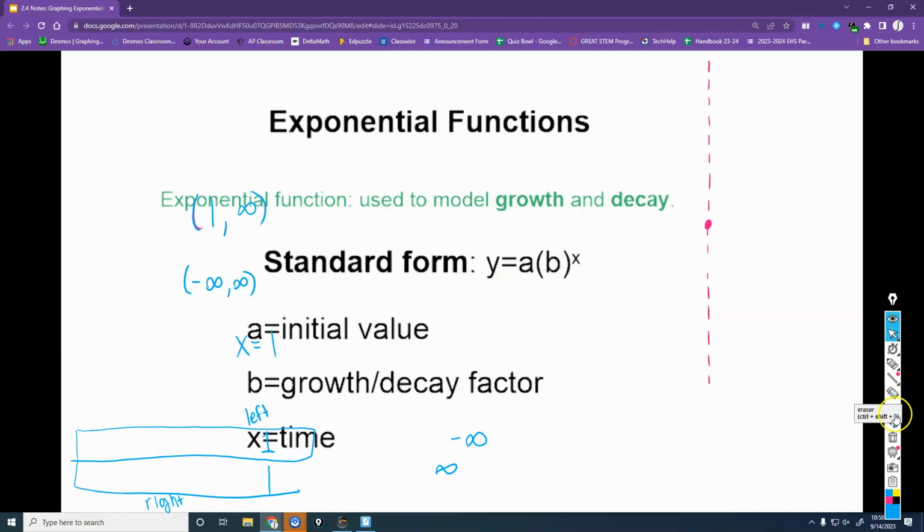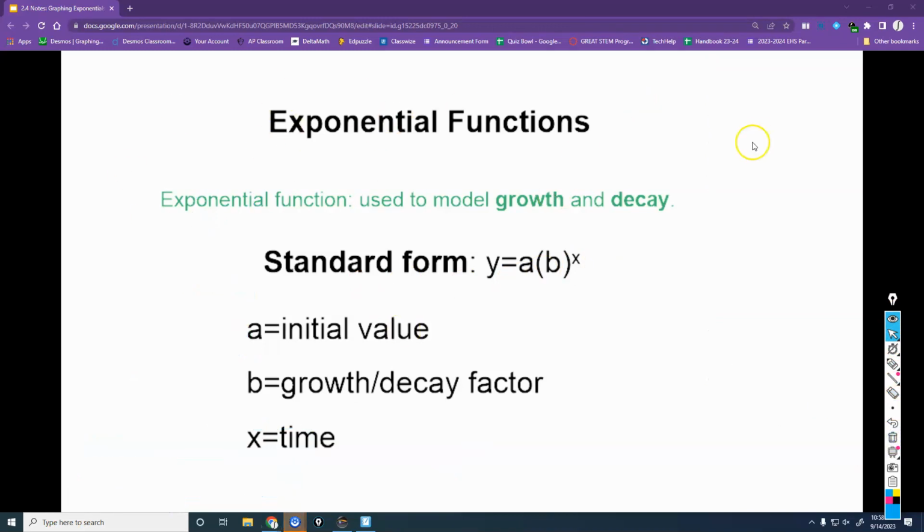So, we're going to talk about one more thing. All right, for exponential functions, way back in Math 1, long ago, your freshman year, when we were all still sitting here with masks on, y equals a times b to the x is your exponential form. A is your initial value. B is your growth or decay factor. Okay? X is some sort of time.